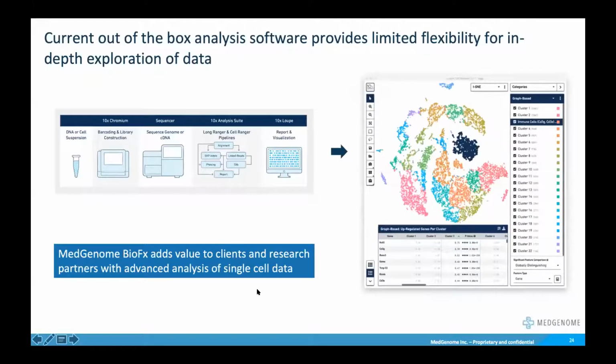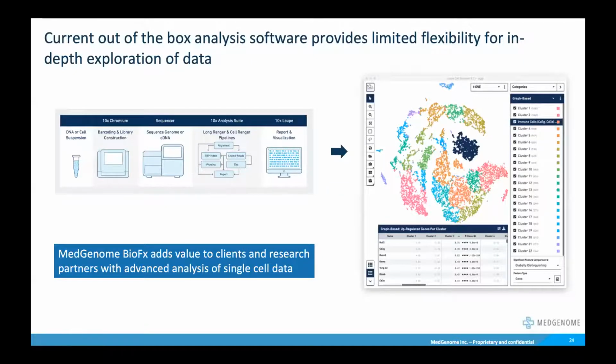Many of you are familiar with 10x Genomics and the out-of-the-box analysis software that they provide for analysis of single-cell genomics data and single-cell immune repertoire sequencing data. Typically, this means they have an end-to-end solution where you start with your DNA or cell suspension. You go through your barcoding and library construction, and then you sequence the libraries. Then you have an analysis suite from 10x that includes the Long Ranger and Cell Ranger pipelines, which are the workhorses underneath the visualization software. And you use the Loupe browser to visualize your results.